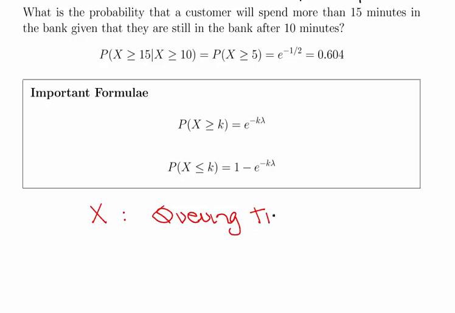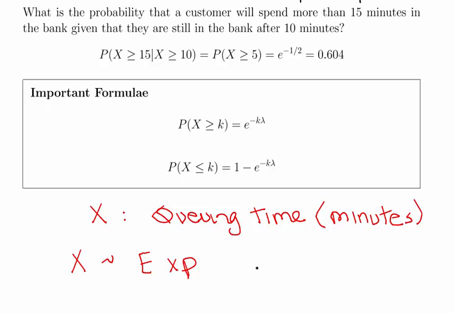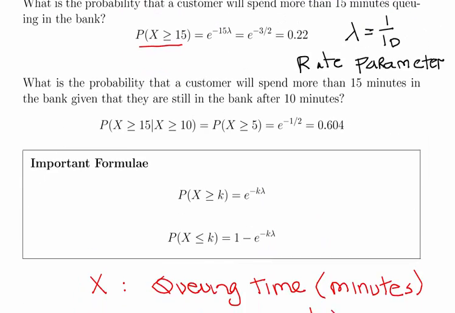Queuing time. I think that's how you spell queuing. I don't know if there's an E at the end. So x is an exponential random variable. Sorry, I should specify in minutes, because sometimes you could switch from minutes to hours. So x is an exponential random variable with a rate parameter of 1 over 10. If you switch to hours, that changes the rate parameter accordingly. So that's how we'd start off our question.